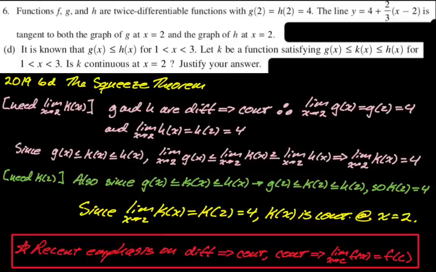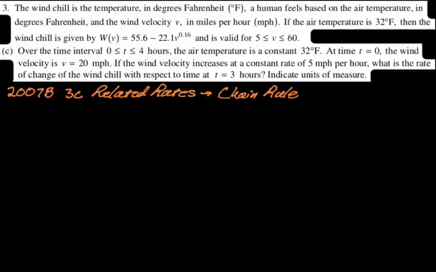All right, next up, related rates types of things. There are literally 2 related rates parts that I think of when I think of weird related rates problems. The first one is 2007B 3C. I'm saying this is related rates or the chain rule, because it's really kind of a chain rule problem in my mind. We have this wind chill thing. W of V is 55.6 minus 22.1 V to the 0.16, which is annoying. Question C says, over the interval 0 to 4, the air temperature is 32. That's just necessary for the problem. At t equals 0, the wind velocity is 20.